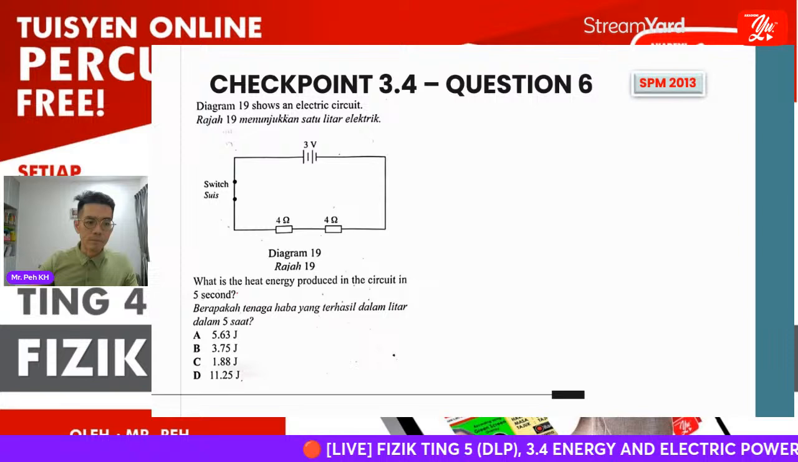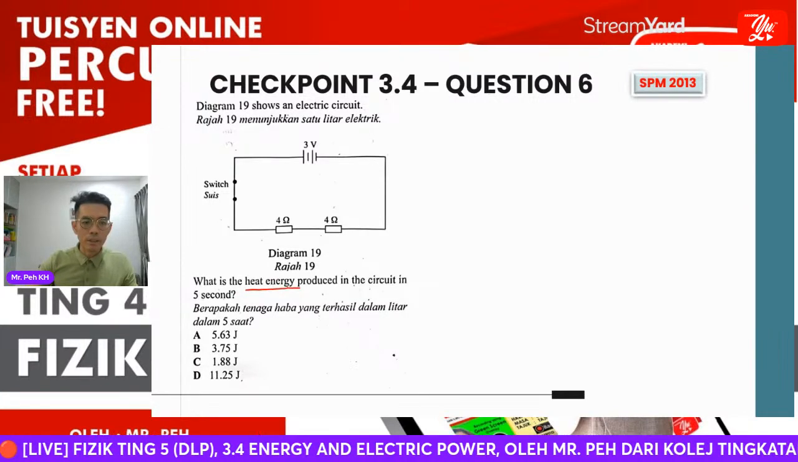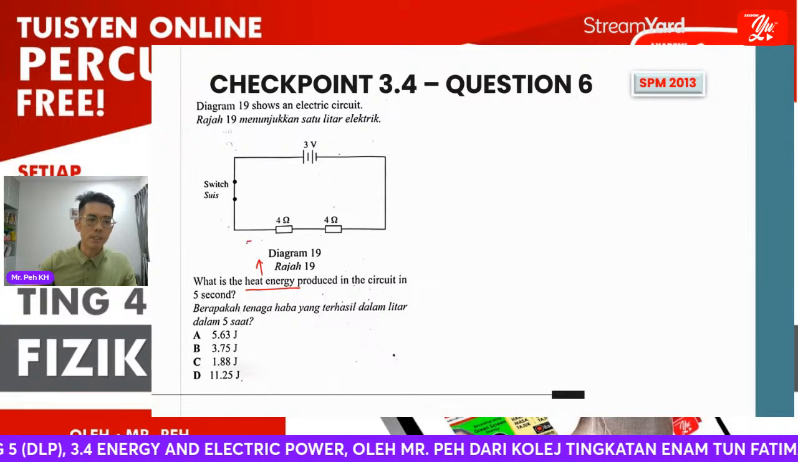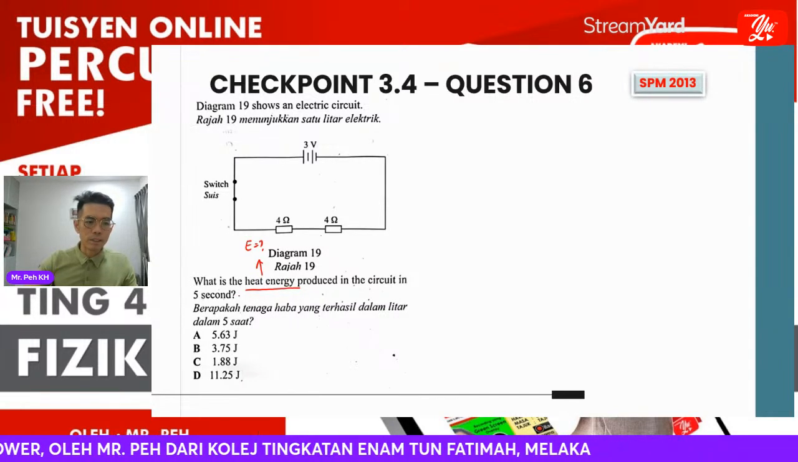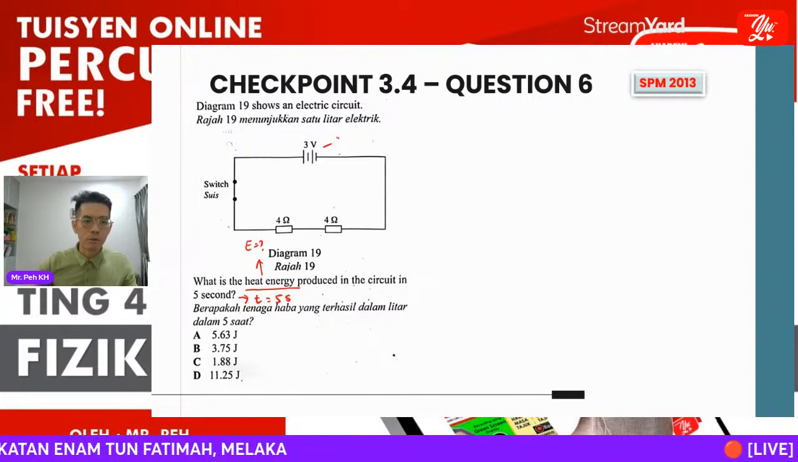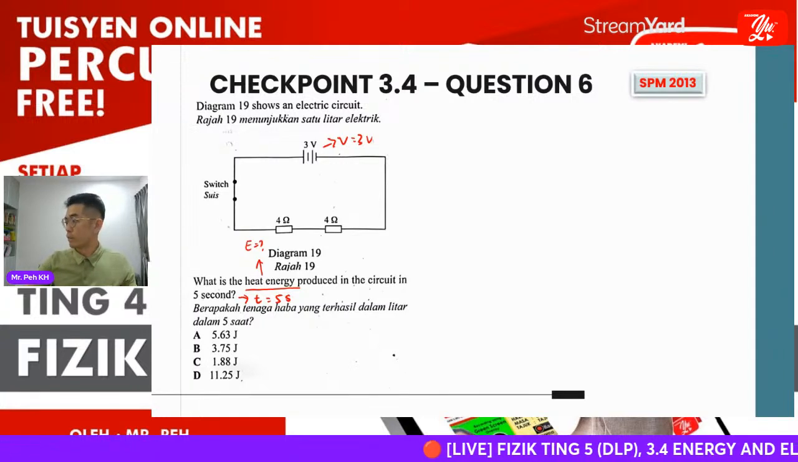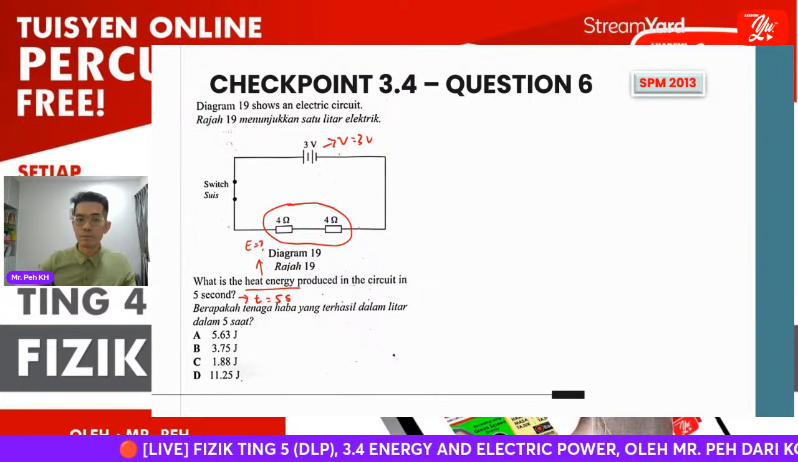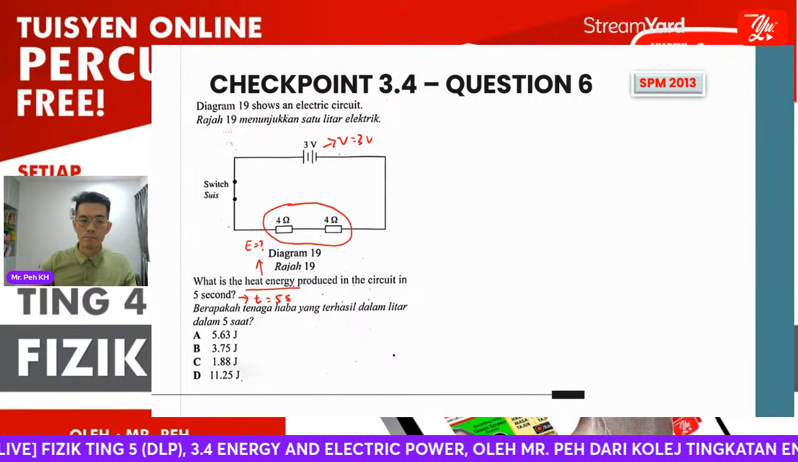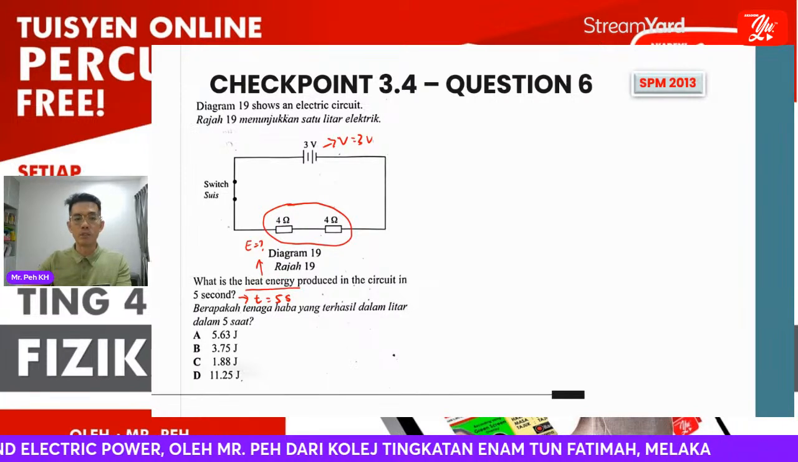Okay, so what is the heat produced? So heat energy produced, that means we need to find E. Okay, we need to find E. Then the question gives us T equal to 5 seconds, then voltage V equal to 3 volt. So that means here we need to find the effective resistance so that we can get the formula for E and we can get the heat energy.